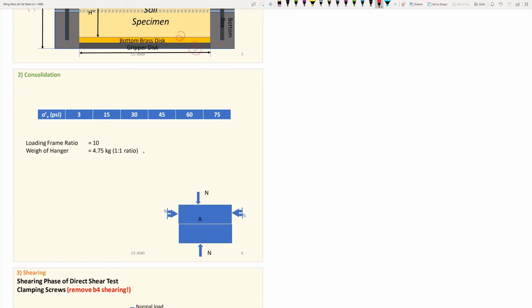And for the data given to you, since this is an individual report, we only have 4 vertical stresses that you need to work on: 15, 45, 60, and 75 psi. So we prepare dead weights representing those stresses. For example, if we have 15 psi of vertical loading you want to target, which means 15 pounds per square inch, you multiply that by the area of the soil sample, then you will get the amount of weight that we need to prepare. If we put all this weight on the one-to-one hanger, then that's how we prepare the vertical loading. And once we place all this weight on the vertical hanger, then we finish our consolidation phase.